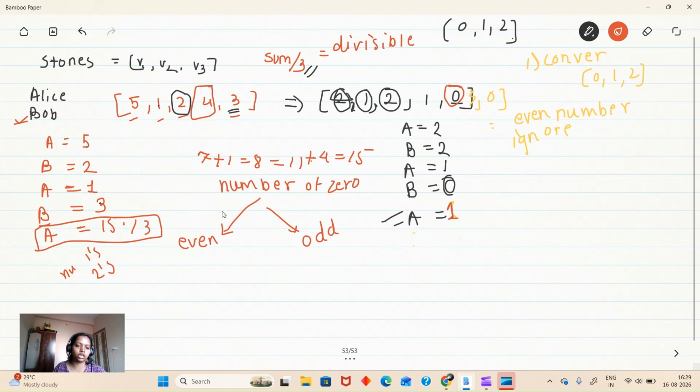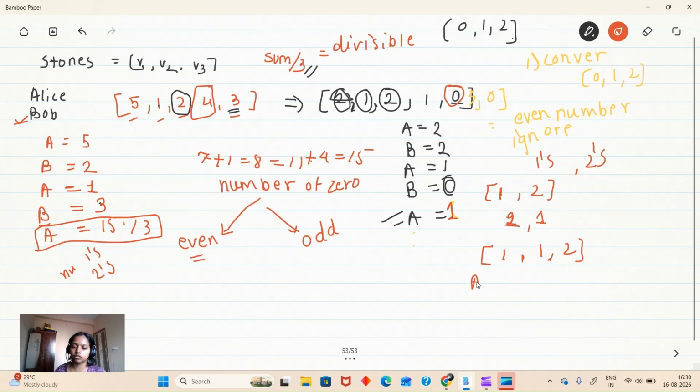Okay, so for odd, we have to think what we can do. Now let's focus on the even first. If I have even, it will cancel out. Then we are just focusing on number of ones and twos. Now, let's say I have this example 1 and 2, I have only this. Alice can choose any one. Bob will lose anyway, because we have only 1 and 2. There is no other number. If Alice chooses 2, Bob has to choose 1. Now if I have, let's say, 1, 1 and 2.